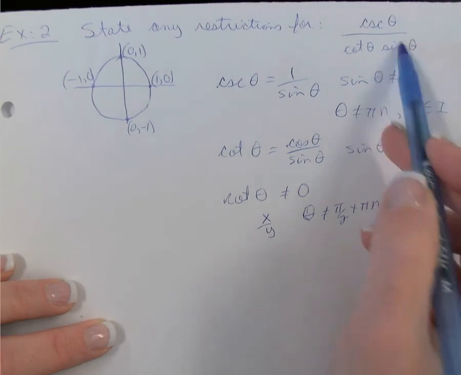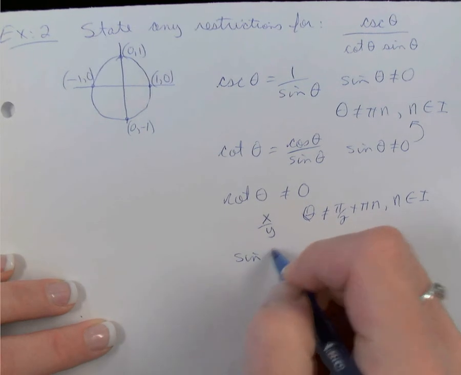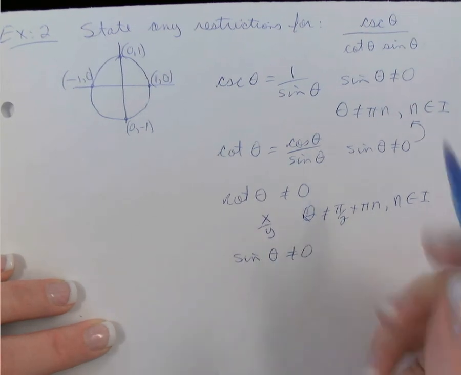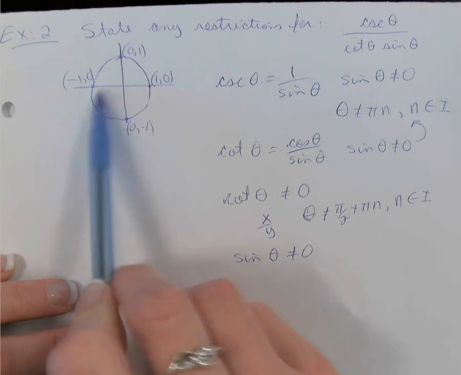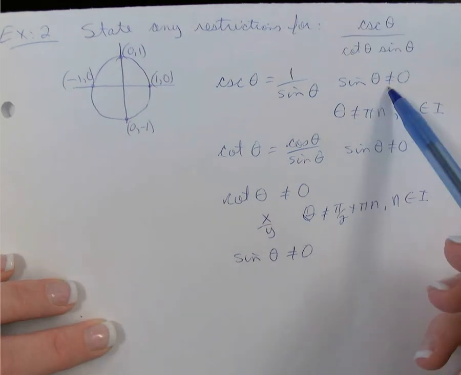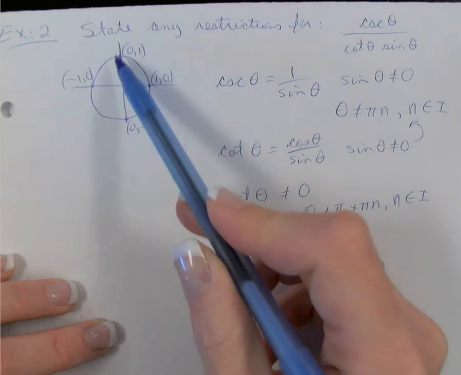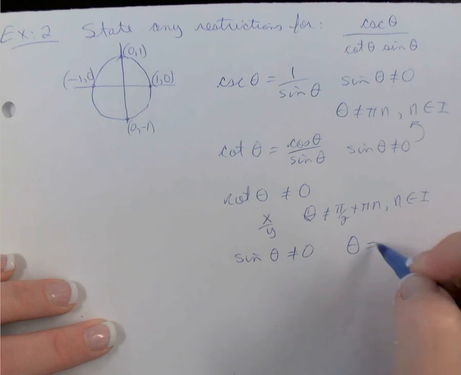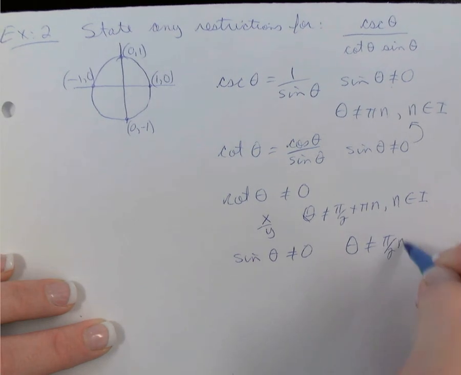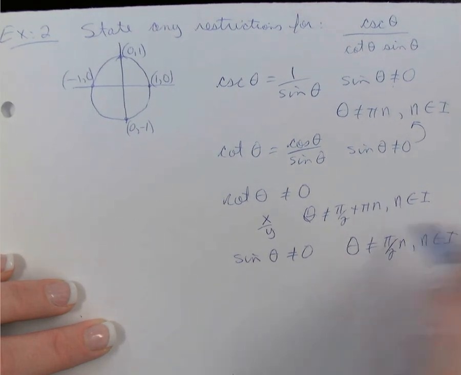And finally, we need to consider sine theta. Because sine theta is in the denominator, it cannot equal 0. Sine theta is the y values, which happens at 0, pi, 2 pi, etc., just like we've done here. So when we combine these restrictions, it's every 90-degree interval, or pi by 2. Therefore, combining them, theta cannot equal pi by 2 n, where n is an element of all integers.